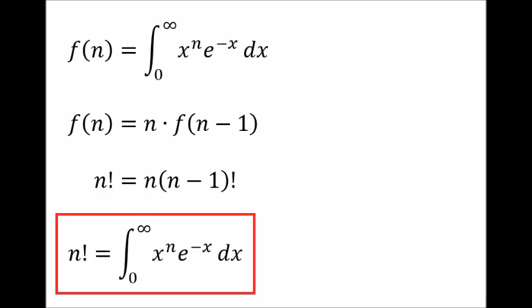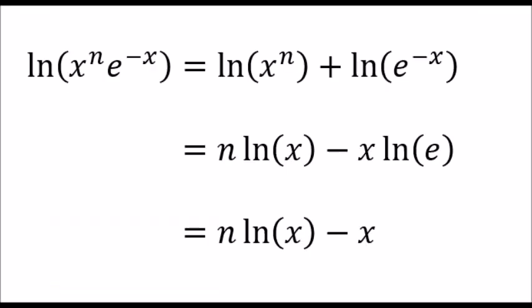Putting all that together, we can say that n factorial is equal to the integral of x to the n times e to the minus x from 0 to infinity. That is boxed in red. Now let's look at the integrand, x to the n times e to the minus x. Take the natural log of both sides. Using laws of logarithms, we get n natural log of x minus x.